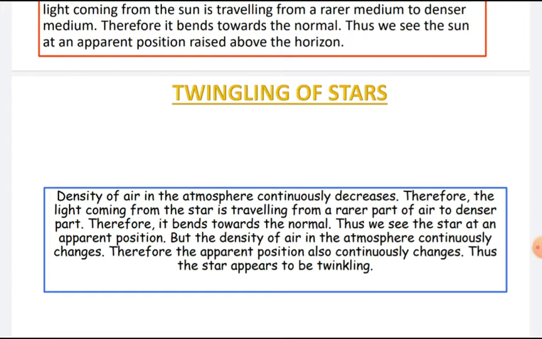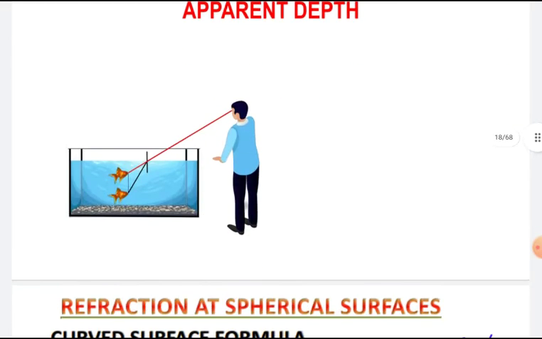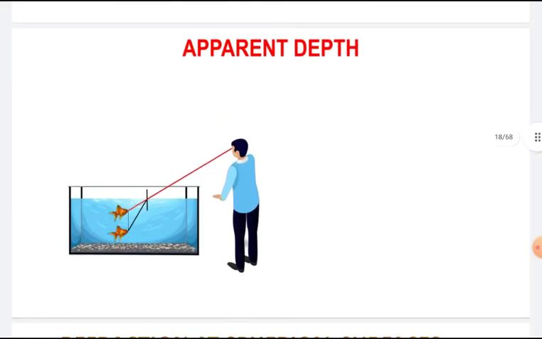When we look from the denser medium to the rarer medium, like the fish is looking at the man, he seems to be very large. Likewise, when we look, it seems to be a little elevated. Apparent depth, this is what I have said now.